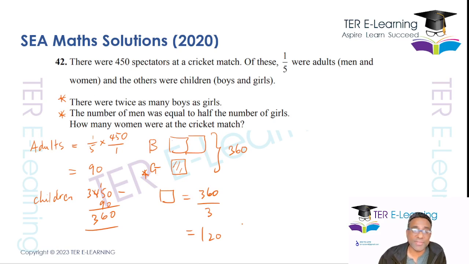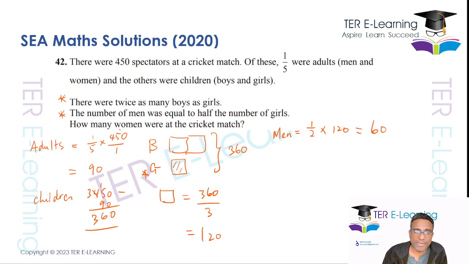All right, now the number of men is equal to half the number of girls. We worked out the number of girls here. So the number of men is going to be a half multiplied by the number of girls, which is 120. Half of that is going to give us 60. So we have 60 men.